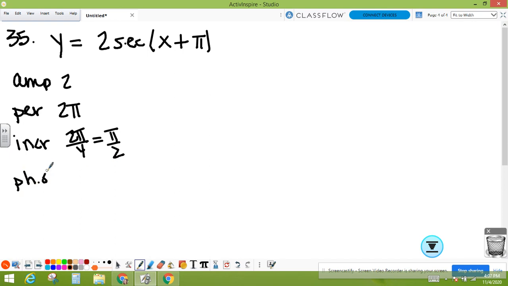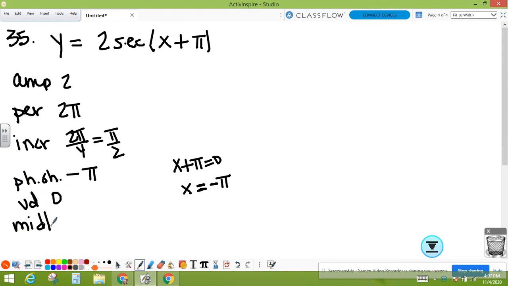Your phase shift, we finally actually have a phase shift because you can take this x plus pi and equal it to 0. And you get that x is equal to -pi. So your phase shift is -pi. Your vertical displacement is 0. Midline, I don't know why it won't write all those lines, is y equals 0. The max is 2. And the min is -2.